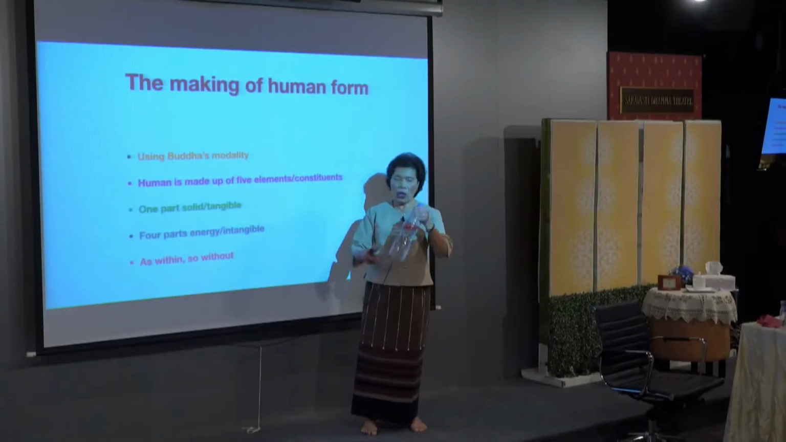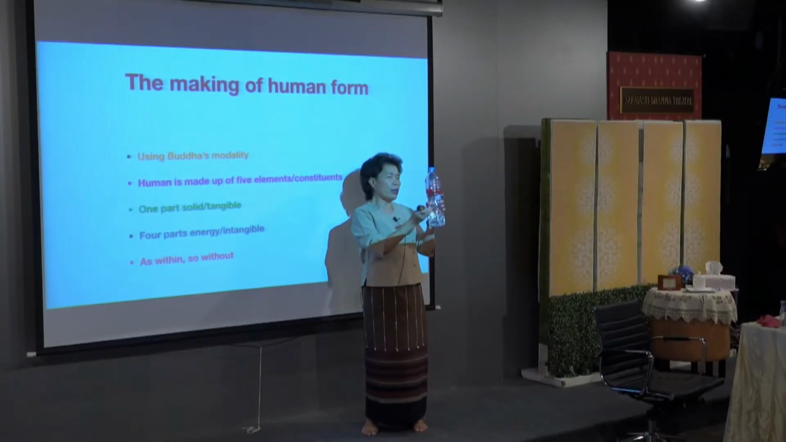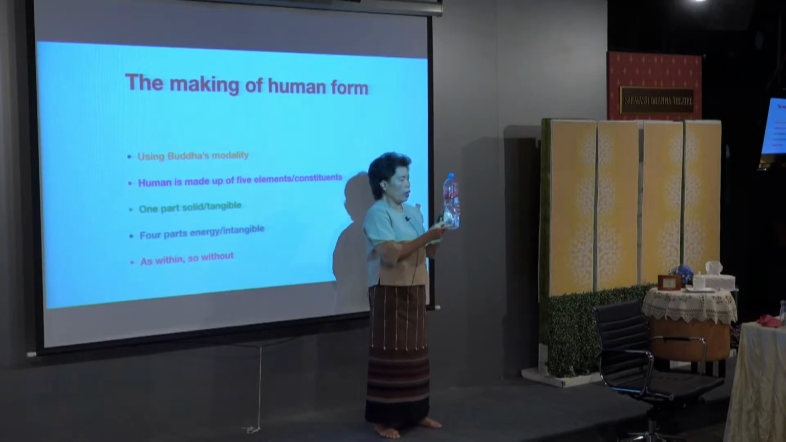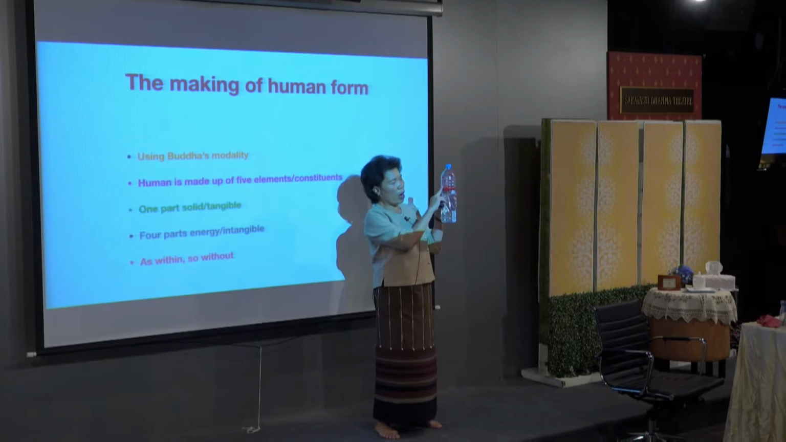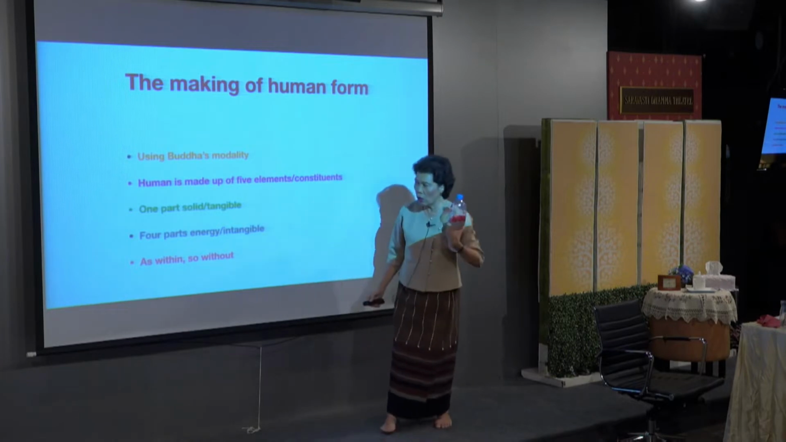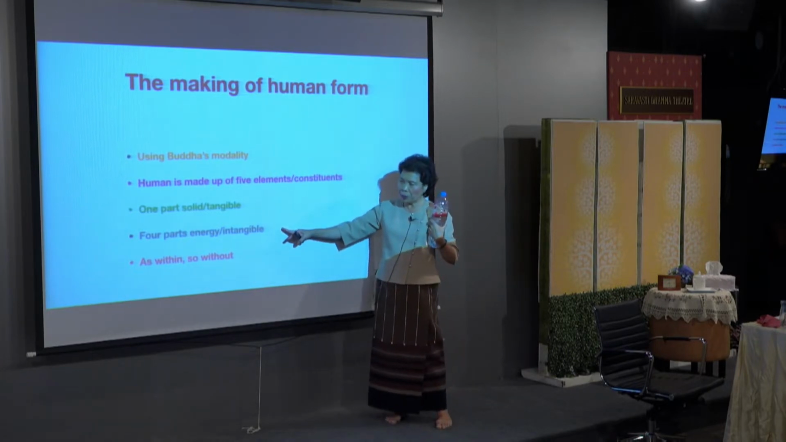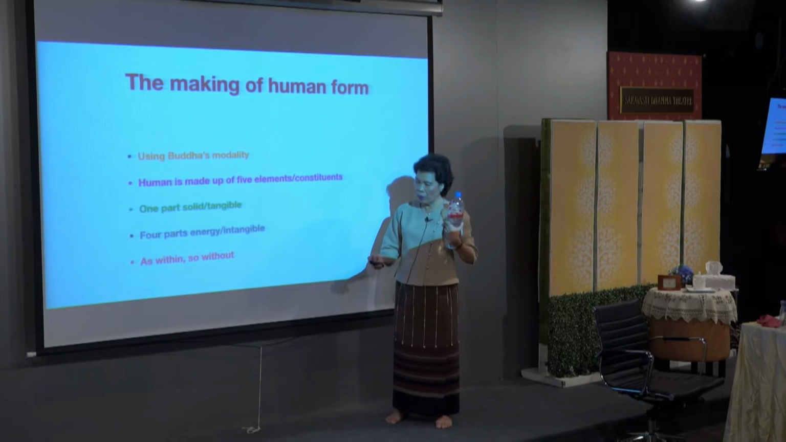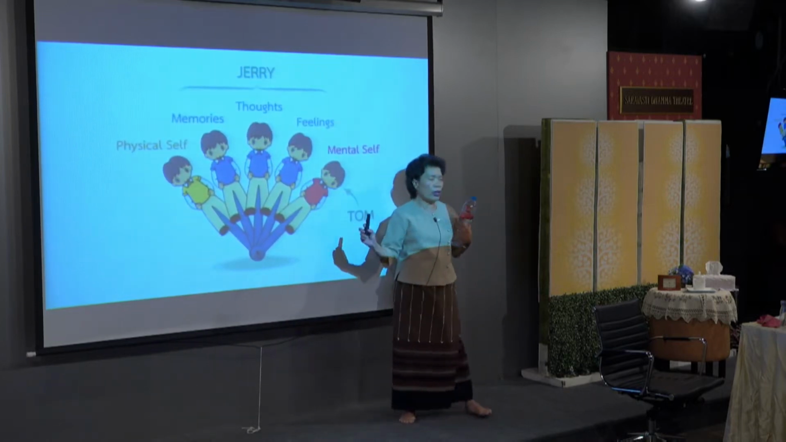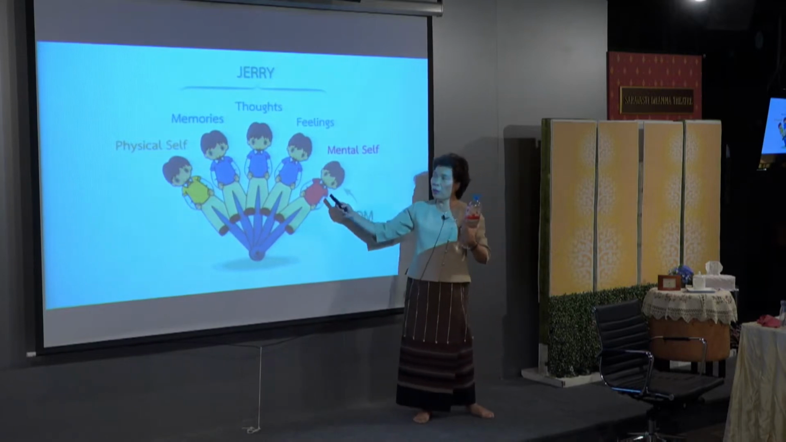So the one solid part is this part, the part that you can see in the mirror, your physical body. And then 4 parts: thoughts, memories, feelings, and then your consciousness. These are the 4 inner parts which are intangible, in energy form. Okay, so let's have a look. This is the illustration that portrays the 5 elements.